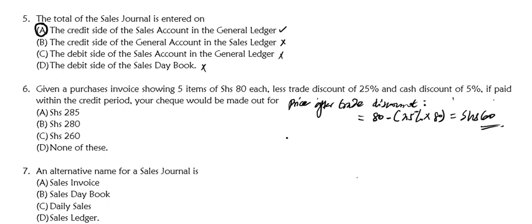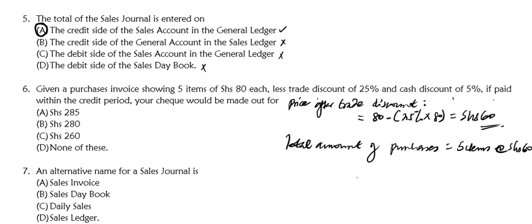So the total amount of purchases will equal, there are 5 items, each shilling 60. So what is 5 times 60? That is shilling 300. But the supplier is offering a cash discount of 5%.